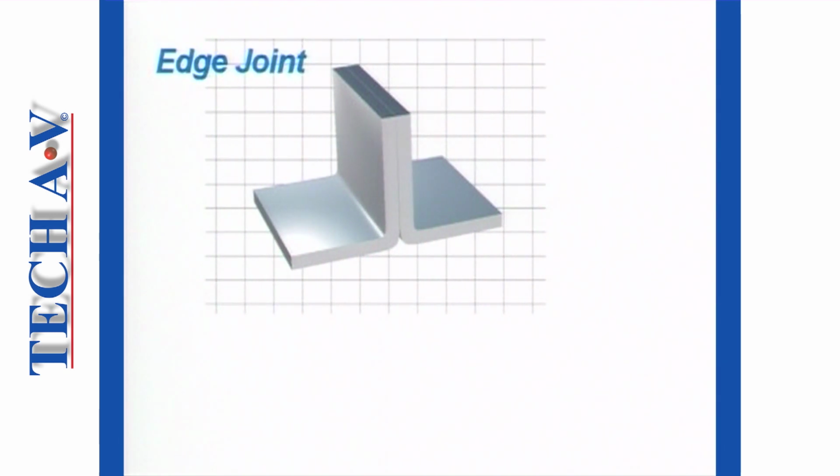An edge joint is formed where 2 members are joined along adjacent edges. Edge joints are most commonly used in conjunction with thin section material and welded along the edge only.